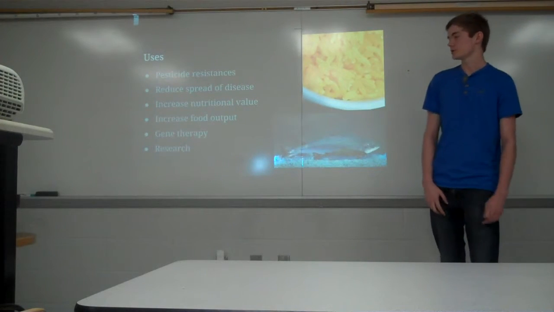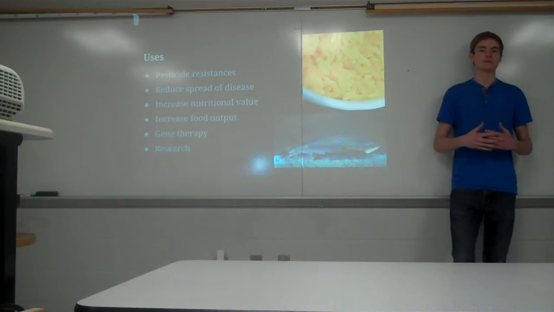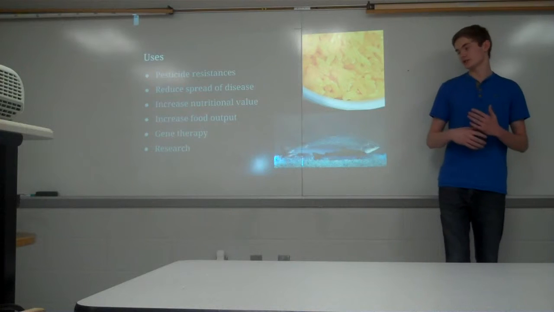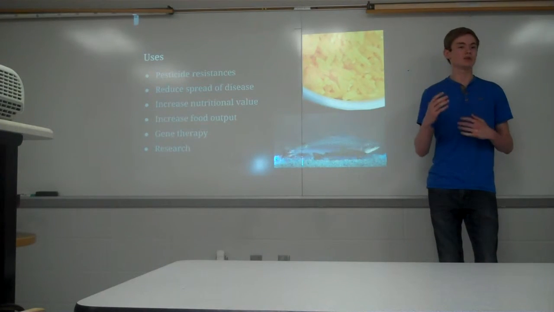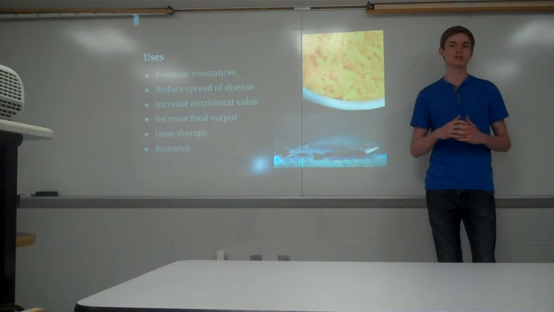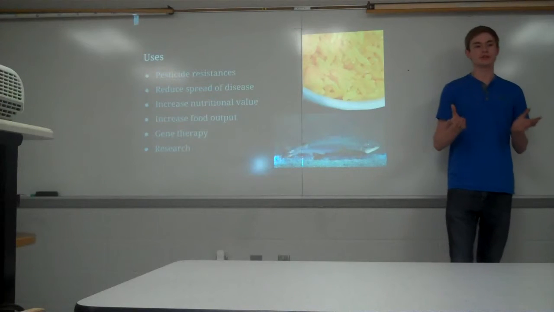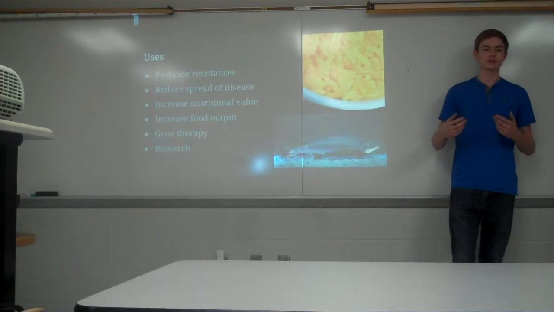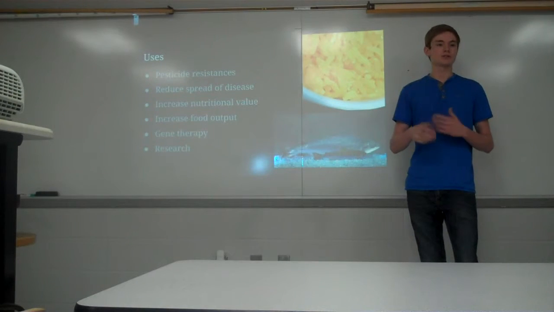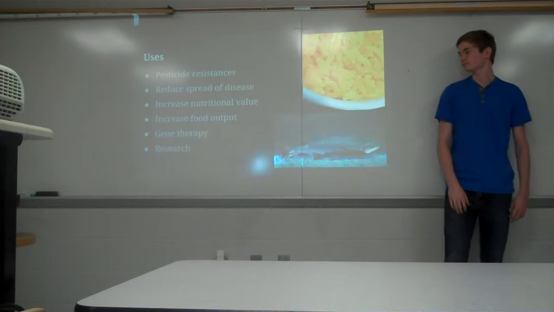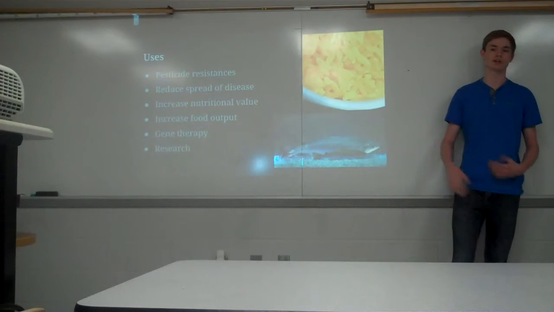Gene therapy, which is a form of therapy to treat genetic diseases. So like Parkinson's, you can actually turn it off using antisense therapy, which is, I'm not going to go too in-depth on it because it's fairly in-depth, but basically they're turning a gene off so the Parkinson's doesn't show through. And it can also be used for research, like genetically modifying mice to develop a certain type of disease.